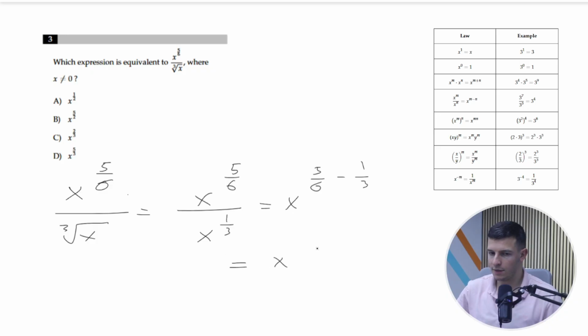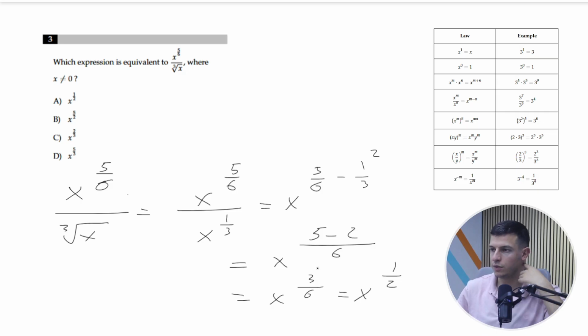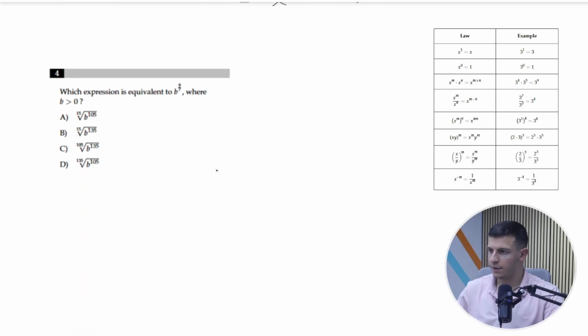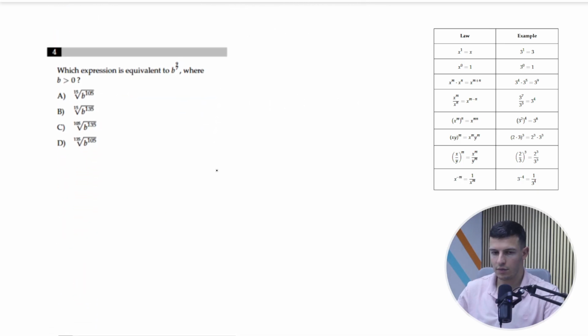Now I can find the common denominator, which seems like it's going to be 6. 6 divided by 3 is 2, so 1 times 2 is 2, and x is going to be x to the power of 3 over 6, which can also be simplified. If you divide both parts by 3, that's going to be x to the power of 1 over 2. That seems like it's A. All right, continue.